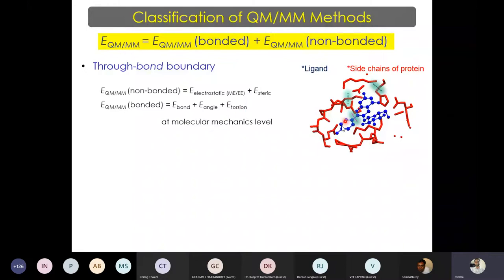You see, when I break this bond, I can still consider the interaction between these two, because one partner of this bond is in the QM region and the other is in the MM region. Therefore, I can include this bonded term as my QMMM interaction, E bond. If I have included this bond, you can see 1, 2, 3, this angle also comes in two different regions, one in QM as well as MM. So this is also another interaction energy.